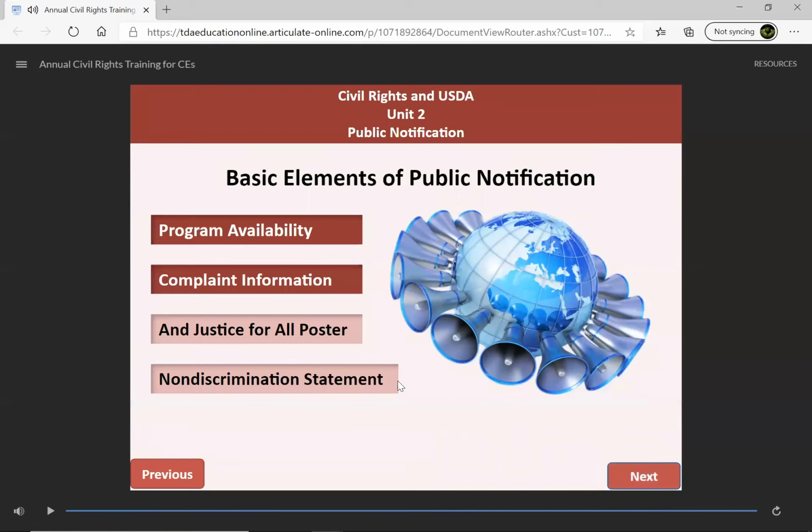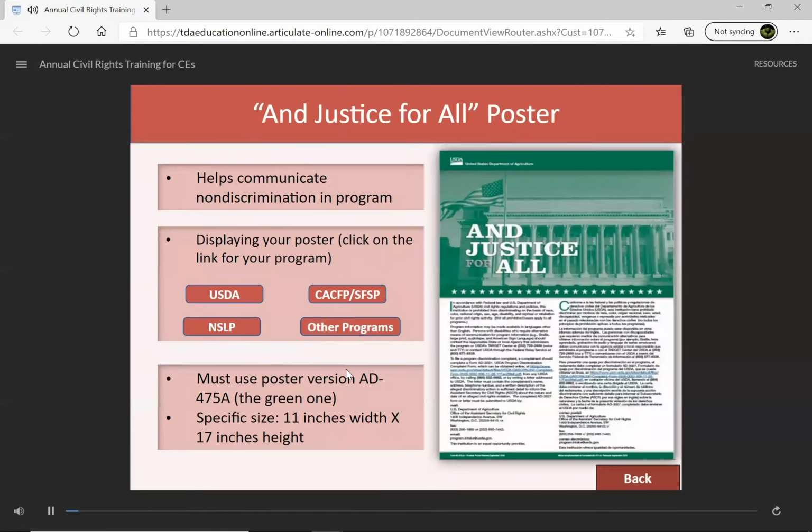And Justice for All poster. The And Justice for All poster is the primary method utilized to inform customers of their rights and displays information relevant to assisted programs. Contracting entities and each contracted site must prominently display the And Justice for All poster in a place where it may be read by customers.